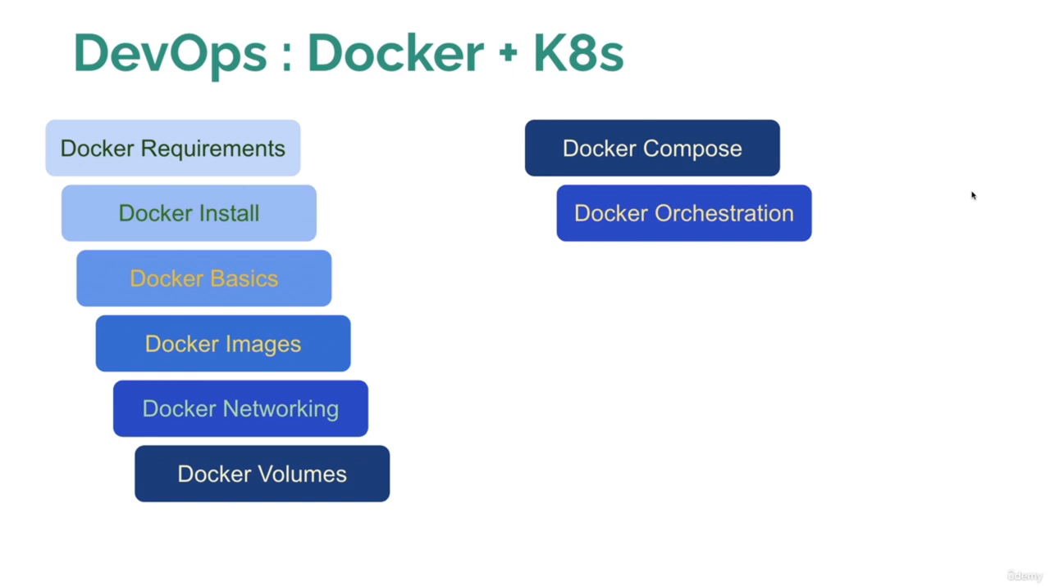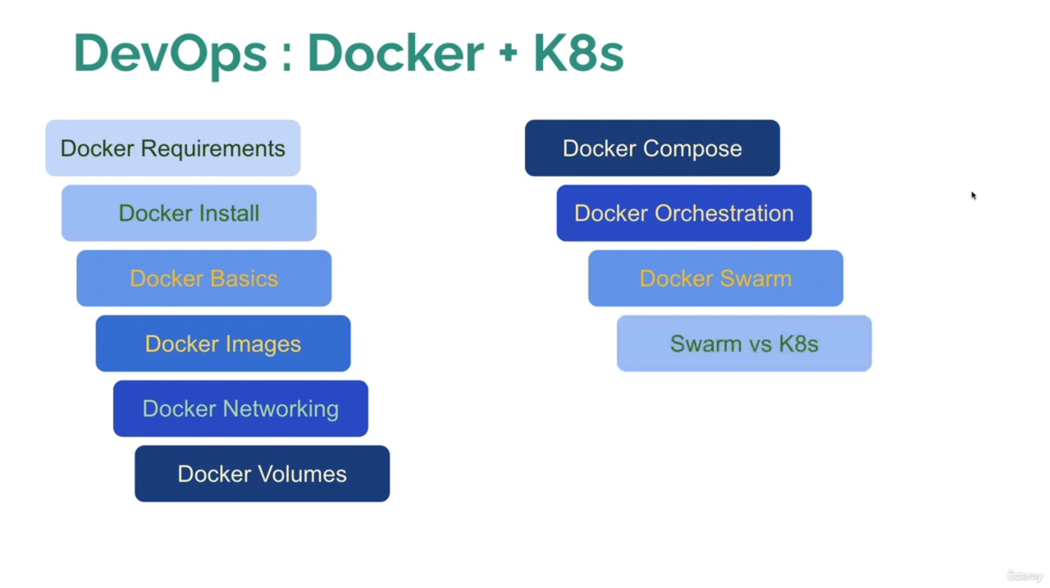Then we will go with Docker orchestration, that is, how you can execute multiple containers in Docker and, combined, produce a single application for the end user. For Docker orchestration, we will learn about Docker Swarm, which is a native orchestration tool available for Docker. And then we will see what the differences are between Swarm and K8s, which means Swarm and Kubernetes.